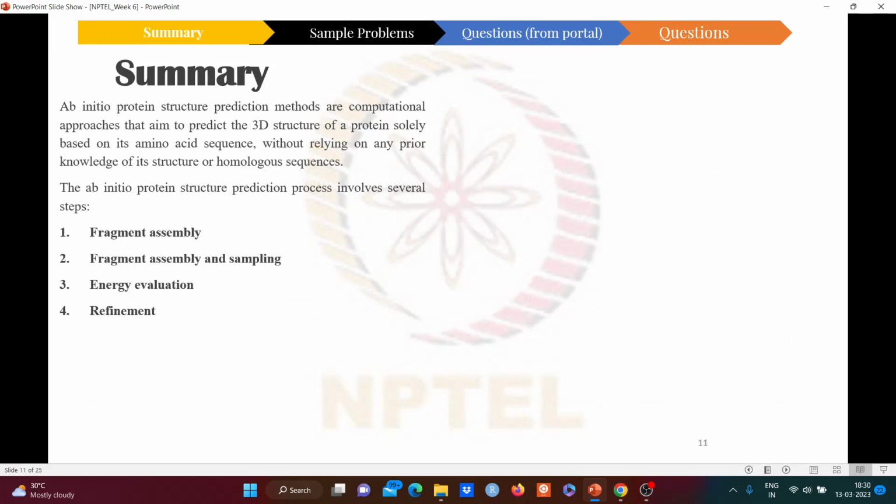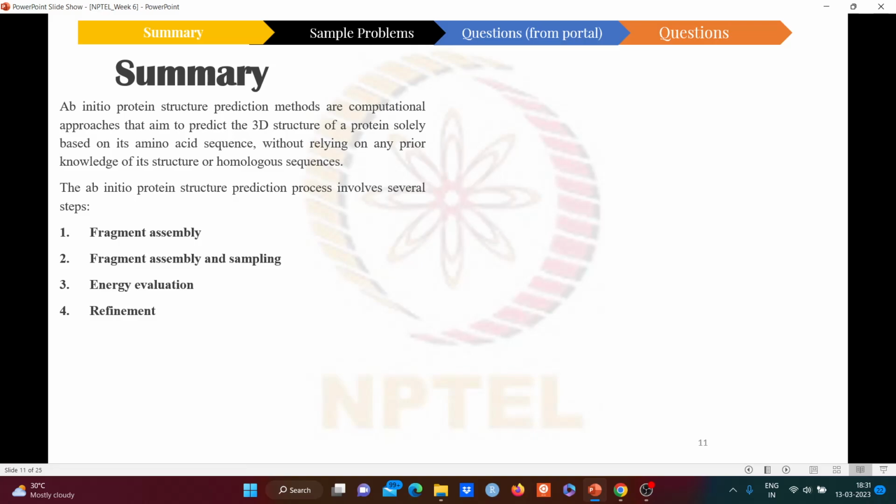Okay, next we will be moving to ab initio protein prediction. Ab initio methods aim to predict the protein structure solely based on its amino acid sequence, without relying on any prior knowledge of its structure or homologous sequences or structures. These methods are particularly useful for predicting the structure of proteins that have no homologous structures in the PDB data bank. Like we all know, PDB is the largest available resource that has the protein structures.